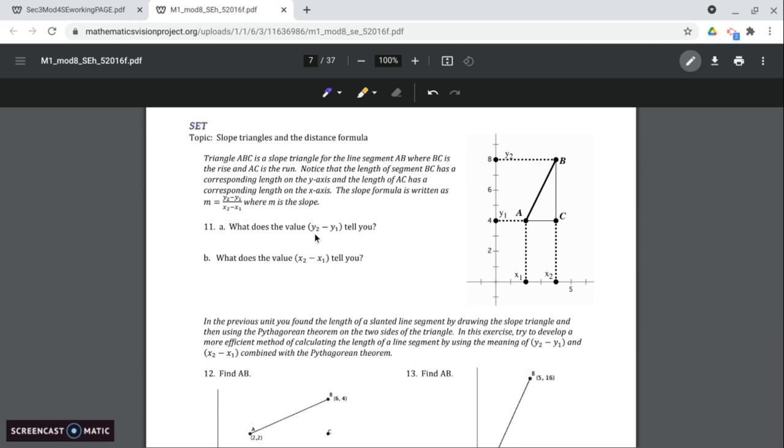So for A, what does the value of y2 minus y1 tell you? It tells us the distance of BC, or the rise for our slope. And what does x2 minus x1 tell you? It tells us the distance of AC, or the run.